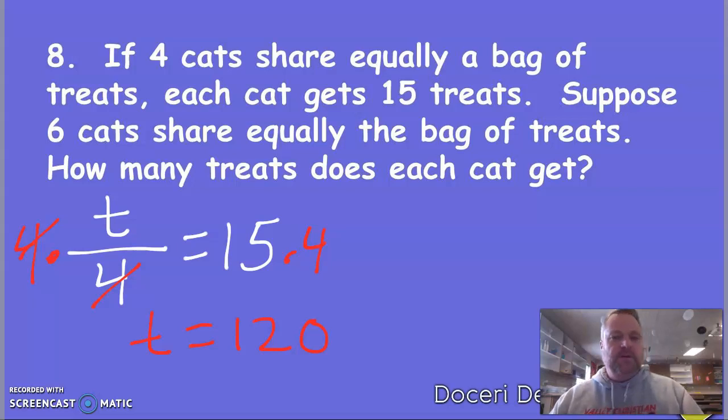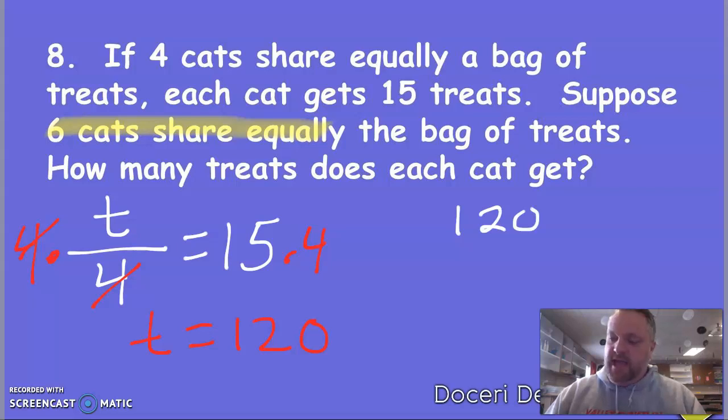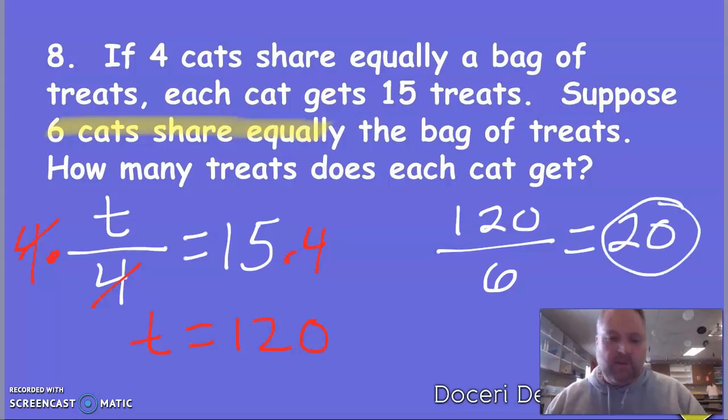So if the amount of treats is 120, now they're telling me that what's going to happen if 6 cats share it? Well, if I have 120 treats and I have 6 cats that are going to share it, it will be 120 divided by 6. So 120 divided by 6 is 20. So the answer for number 8, or problems like it, would be 20 treats. So you just have to look at the problem carefully, find out what the amount of treats are by using the method I just showed you, and then go ahead and try number 8 when you have time.